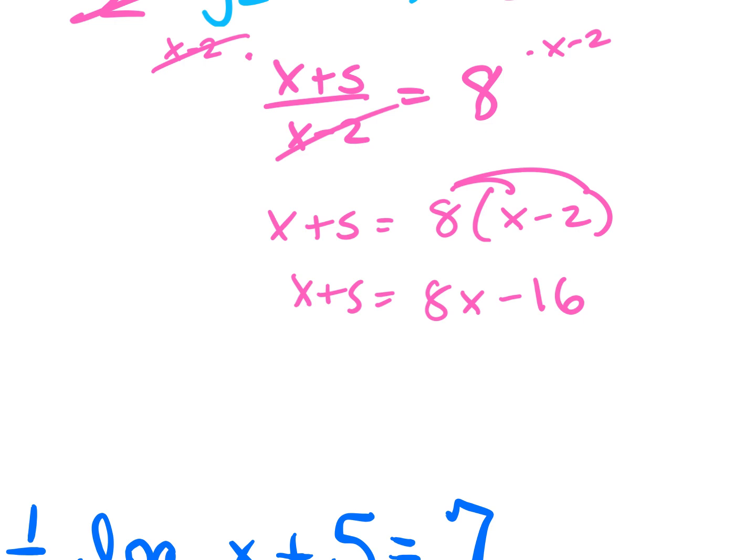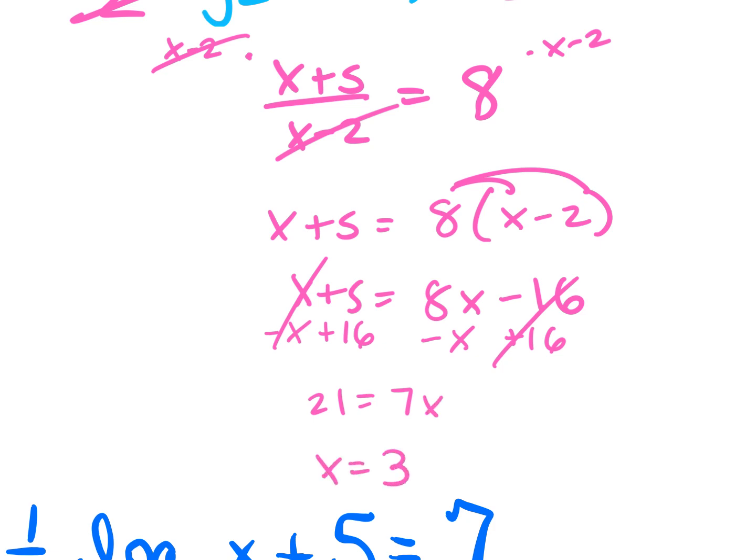And then combine our like terms. So I'm going to add 16 to move it to the other side and subtract x. So 21 is equal to 7x. So x is equal to 3.